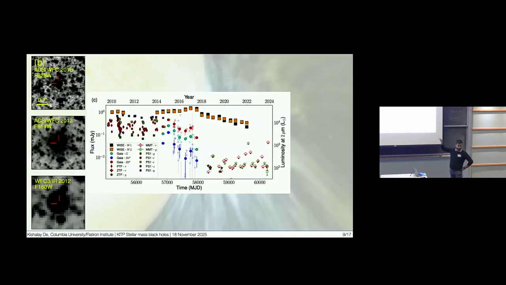And it did something even more remarkable in the optical, where this star was slowly varying, and eventually plummeted in the optical, and it's nowhere to be seen today.